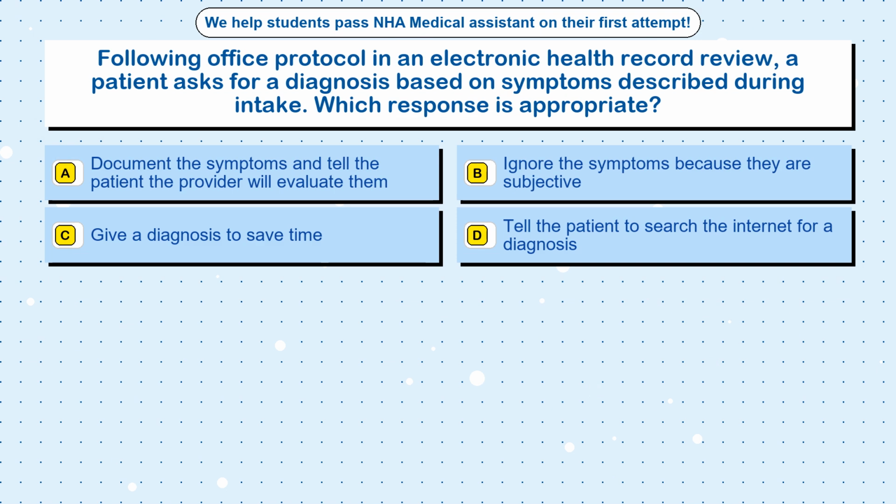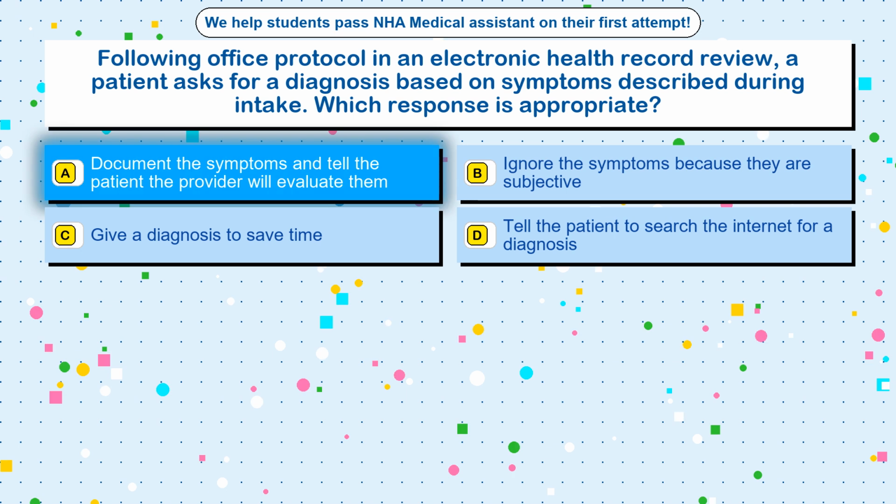Question 54. Following office protocol in an electronic health record review, a patient asks for a diagnosis based on symptoms described during intake. Which response is appropriate? Option A. Document the symptoms and tell the patient the provider will evaluate them. Option B. Ignore the symptoms because they are subjective. Option C. Give a diagnosis to save time. Option D. Tell the patient to search the internet for a diagnosis. The correct answer is option A. Document the symptoms and tell the patient the provider will evaluate them.